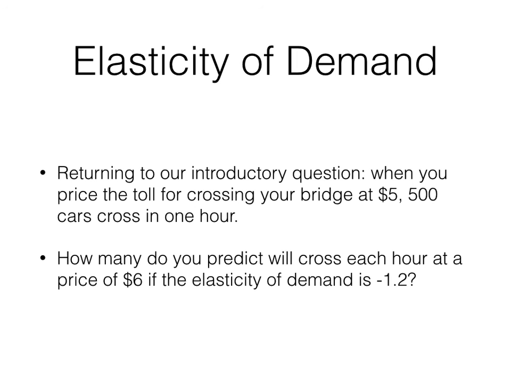So let's go back to our introductory question about the toll bridge. When you were pricing the toll at $5, 500 cars crossed in 1 hour. How many people would cross in 1 hour if you raised the price to $6 and you knew that the elasticity of demand within that range is minus 1.2? So again, let's do the point price elasticity of demand to calculate this answer.